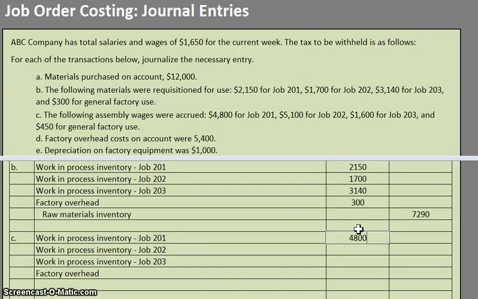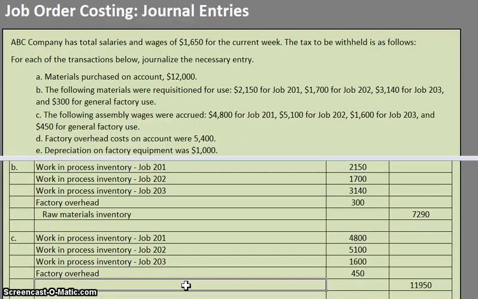So it was 4,800, which was increasing work in process for job 201, 5,100 for job 202, 1,600 for job 203, and then 450 for general factory use. And that means that the total amount that we used up in wages was 11,950. All right, now let's deal with this account here. Typically, your textbook is going to have a standard that it prefers.